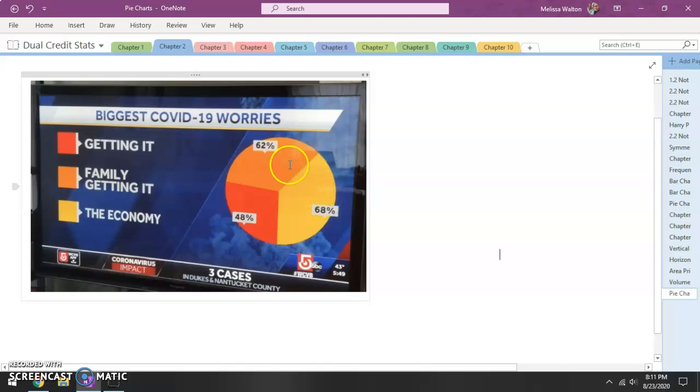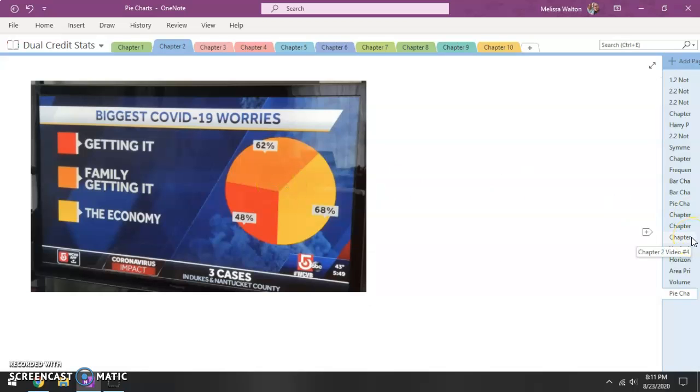One big issue, these do not add up to 100%. It seems like some of these people were double counted. They didn't ask, this doesn't add up to 100%. So there are some people that obviously fall into multiple of these categories. Maybe they were worried about both getting it and the economy, but this represents much, much greater than 100%. So nice try, but bad graph.